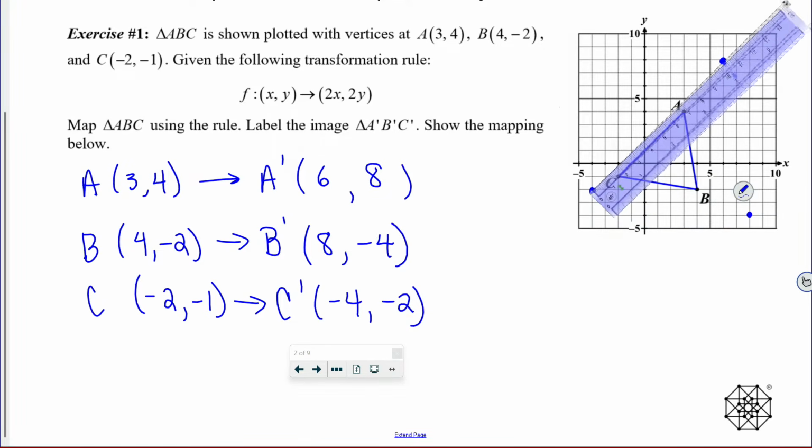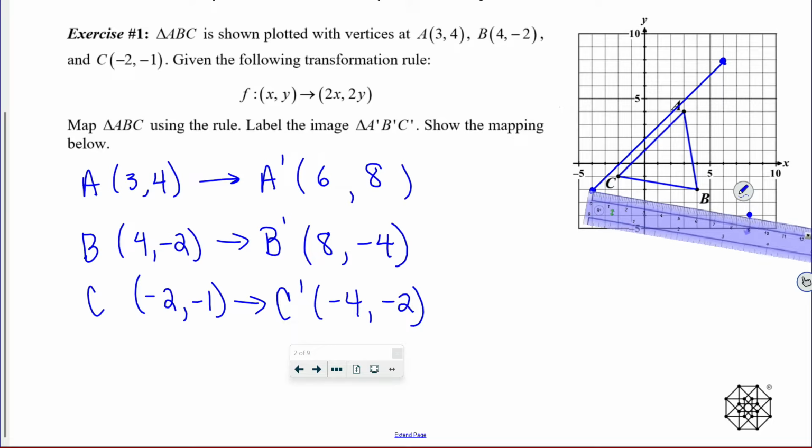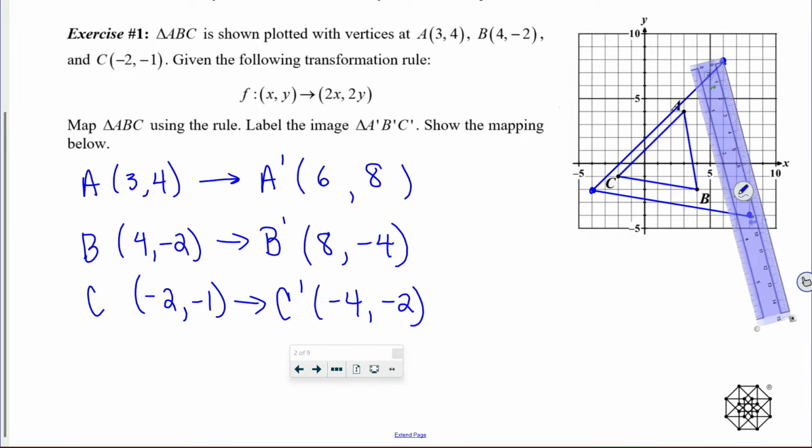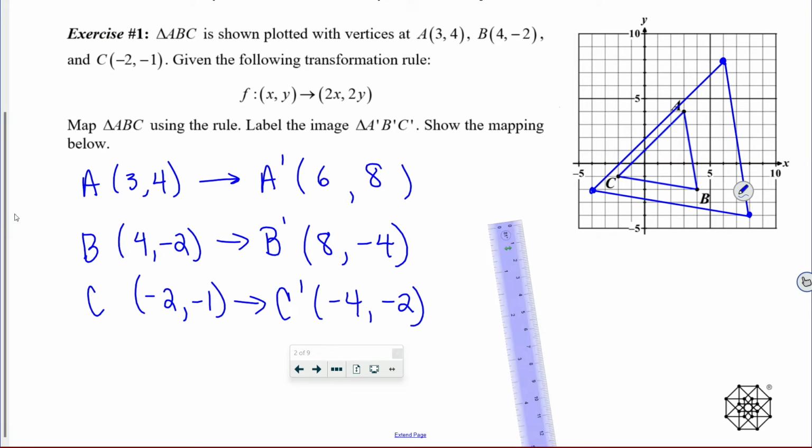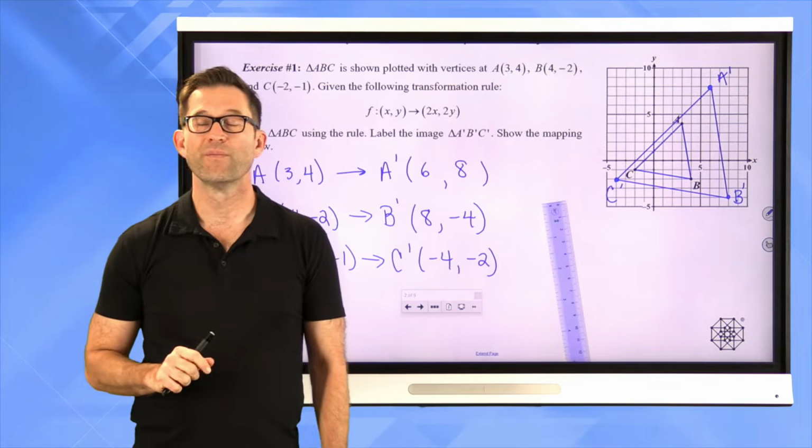So let's connect our vertices. I'll get them all labeled in just a moment. And let's do our final one. Okay, so we've got our A', B', C', and there's our new figure.